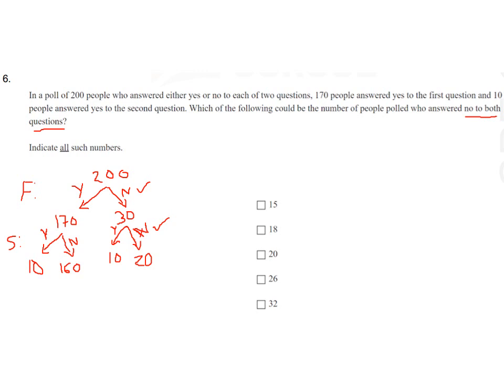to the second question. So people who answered yes to the first question and people who answered no to the second question are within the limit of 20 to 30. So the answer will be 20, 26.